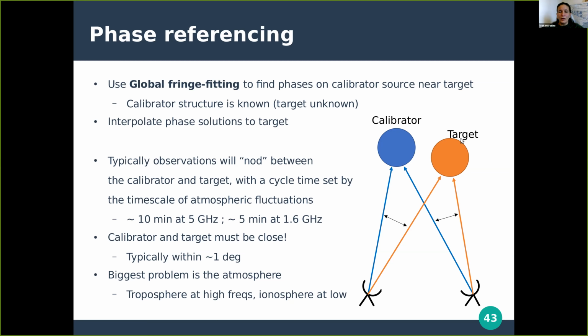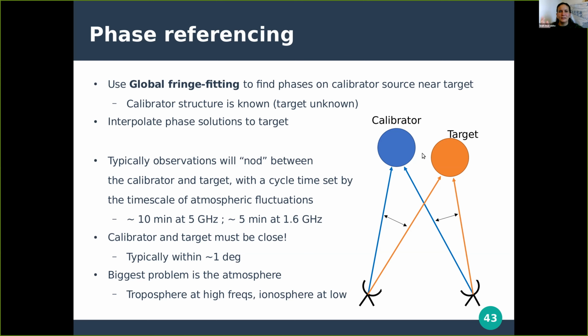So you want your calibrator and your target to be quite close together so that the phase solutions are valid for that direction, because if you move to a completely different part of the sky, you'll be looking through a completely different atmosphere. There will be differences in your system because your antennas are pointed in different directions. So you really want something that's close to your target. And so typically what we will do is we'll nod between the calibrator and target. We'll go back and forth between the calibrator and target.